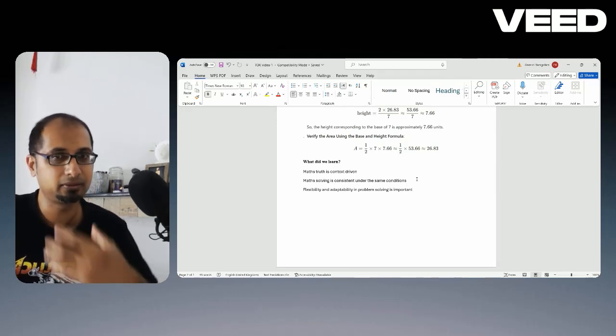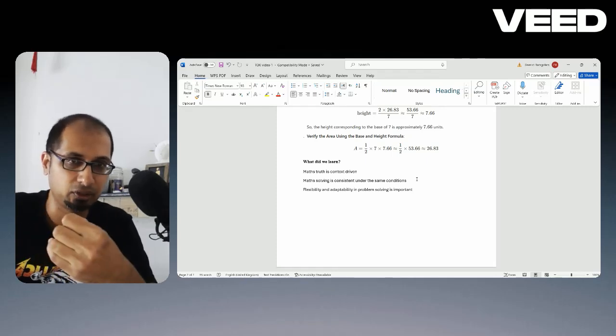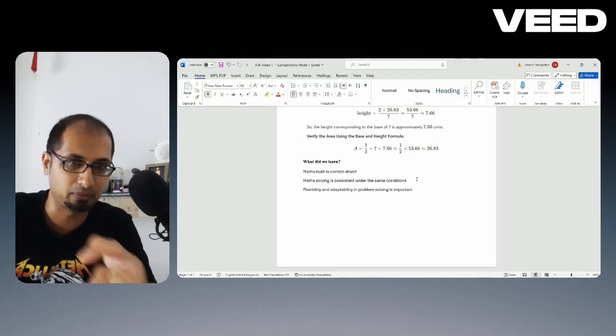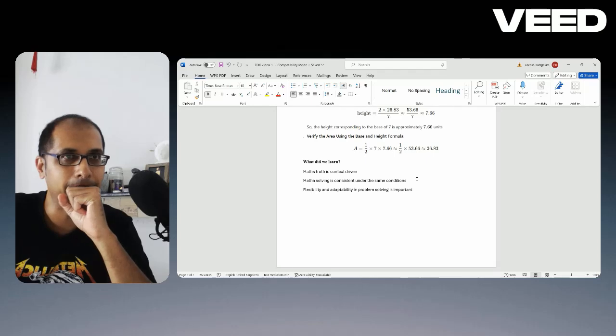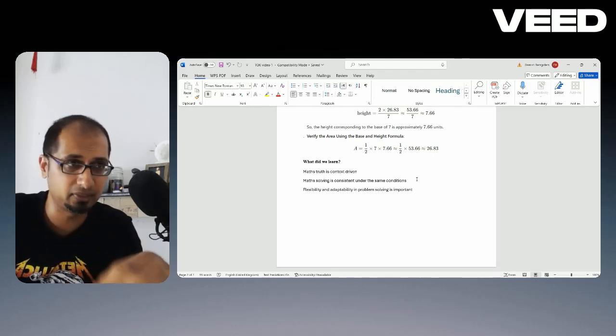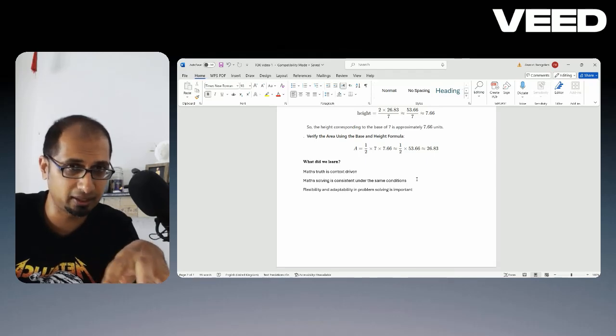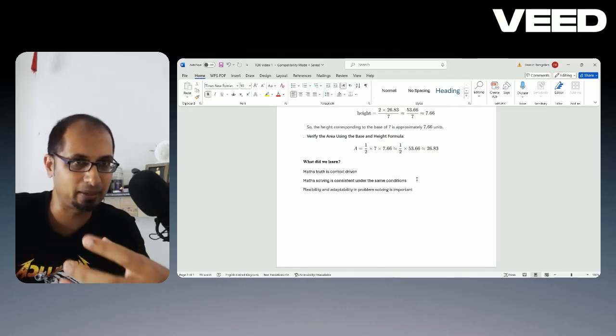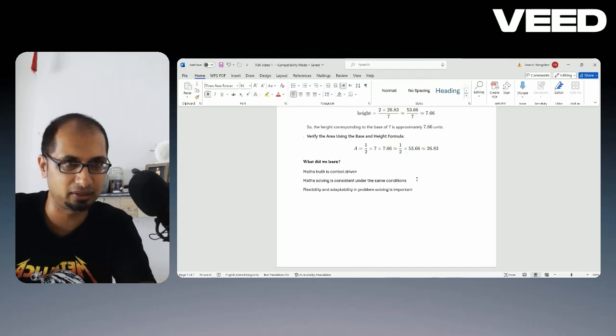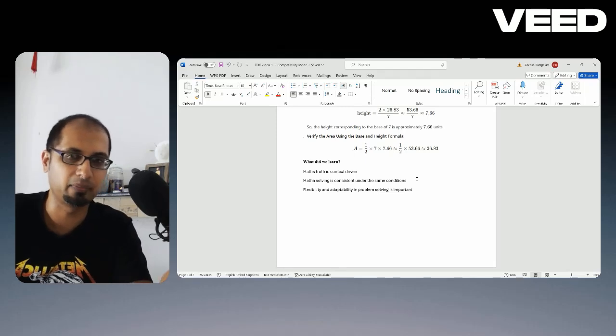And the third mathematical truth which we got out from this experiment is that flexibility and adaptability in problem solving is important. Once again, going back to the same discussion with Heron's equation context, if we have three sides, how do we adapt to that situation? We use Heron's equation because it takes as input three sides. If we have two sides given to us, we adapt to the situation. We can't use Heron's now, and then we use half times base times height.